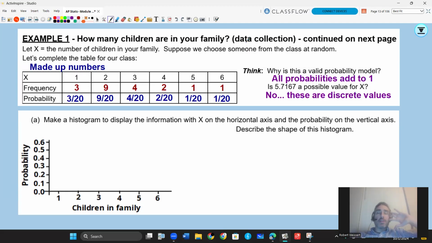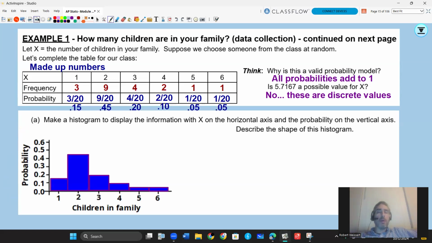You may be asked to make a histogram. Now, you can use technology to help you. With something like this, it's best to take your probabilities and get decimals for them. So 3 divided by 20 is 0.15, 9 divided by 20 is 0.45, and so on. That allows you to make your histogram a little bit easier. So now you can take your bars along 1, 2, 3 through 6 and estimate what the height is and draw it. Make sure that you put an x-axis, children in family, and probability. So it might look something like this.